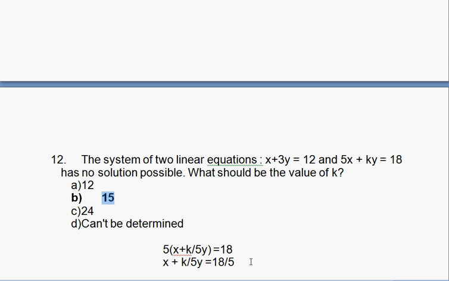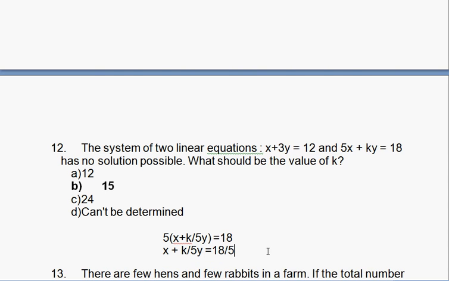So without even knowing the basic formula, which is a1/a2 = b1/b2 ≠ c1/c2 for the no solution case, we can still solve it if our basics are clear. I am not going to tell you the formulas because formulas are confusing and perhaps you would forget them in final exams. So just clear your basics and you can solve it even without formulas, right?